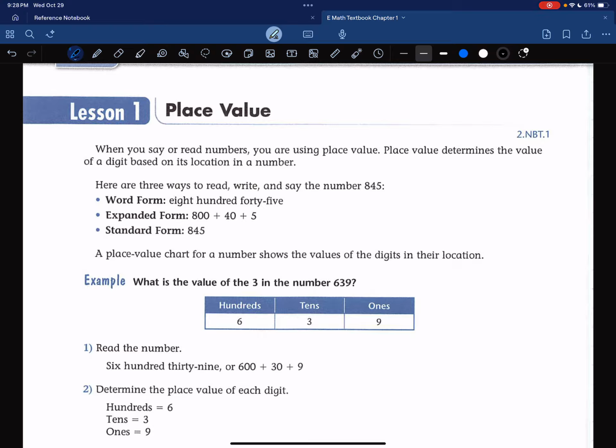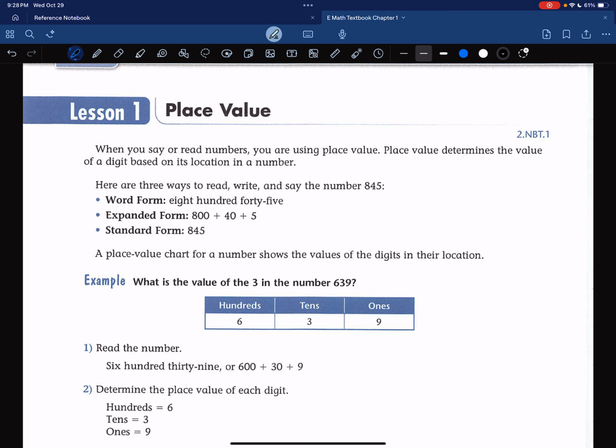In word form, that's eight hundred forty-five. In expanded form, it's 800 plus 40 plus 5. In standard form, it's 845. A place value chart for a number shows the values of the digits in their location.